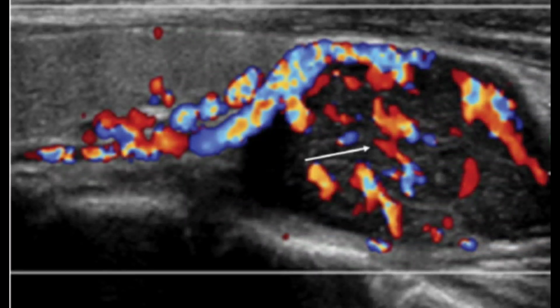This is another classical example of U3 indeterminate thyroid nodule. You can appreciate peripheral vascularity as well as central vascularity. So this is a classical example.